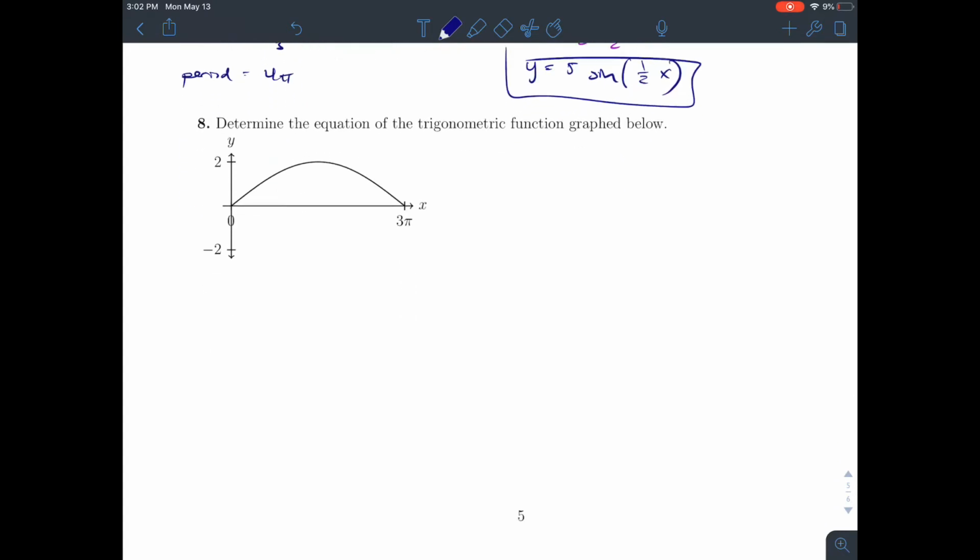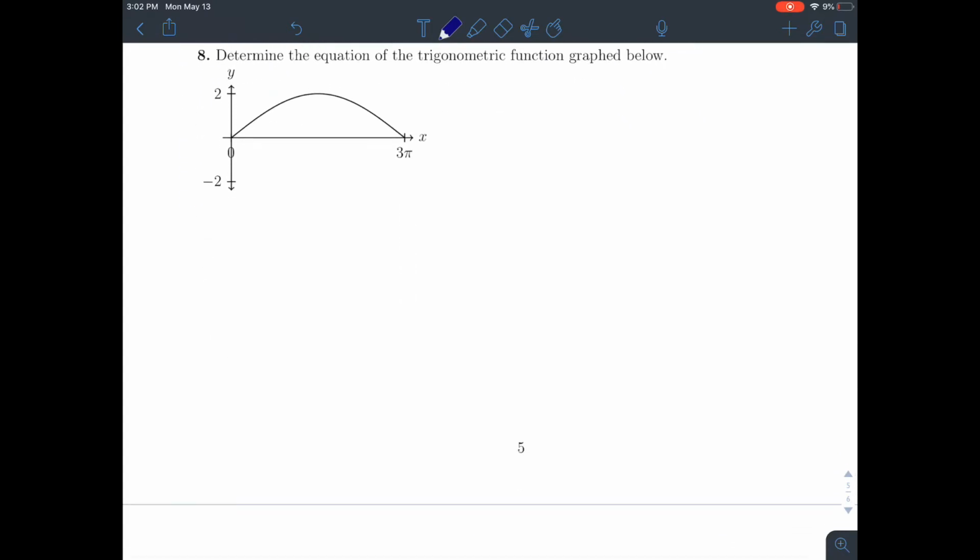Determine the equation of the trigonometric function shown below. This one's a little bit mean because it doesn't give us the full period, but it does give us half of the period. And so we can see that the other half would take us to 6 pi, since it will be symmetric. So the period of this graph must be 6 pi.